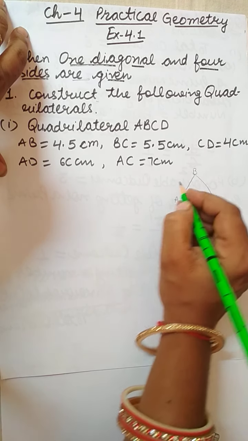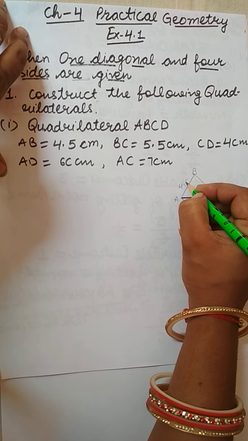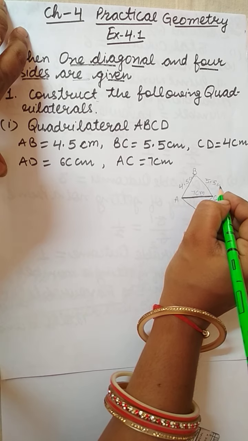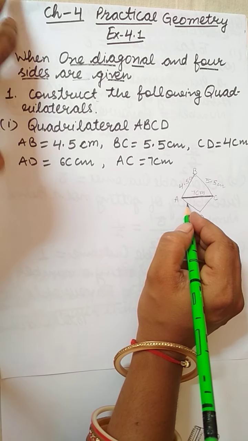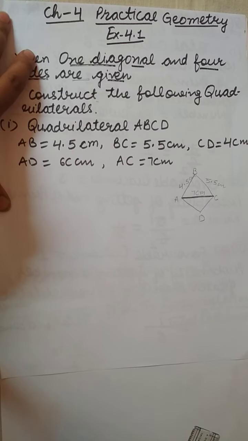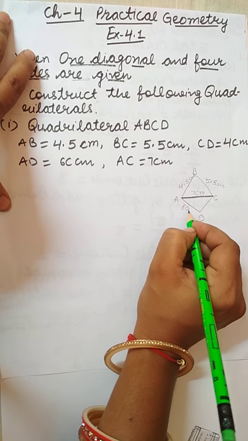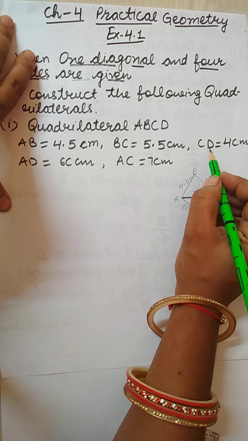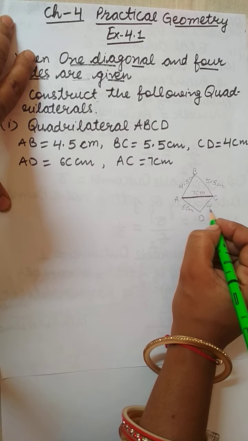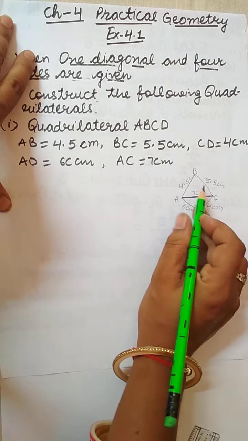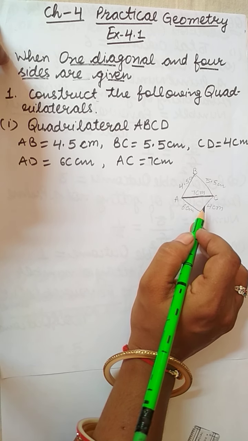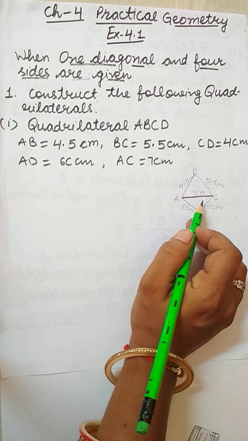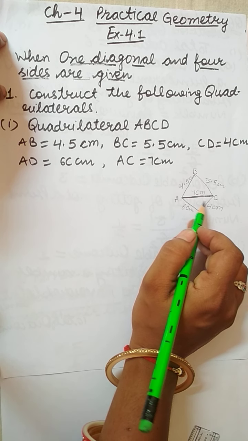Now here I will write down the dimensions as given in the question. AC is 7 centimeter, AB is 4.5 centimeter, BC is 5.5 centimeter, AD is 6 centimeter and AC 7 centimeter already written, and CD is 4 centimeter. Now this rough diagram will help us to construct the diagram. From this we will see the dimensions to construct the quadrilateral.